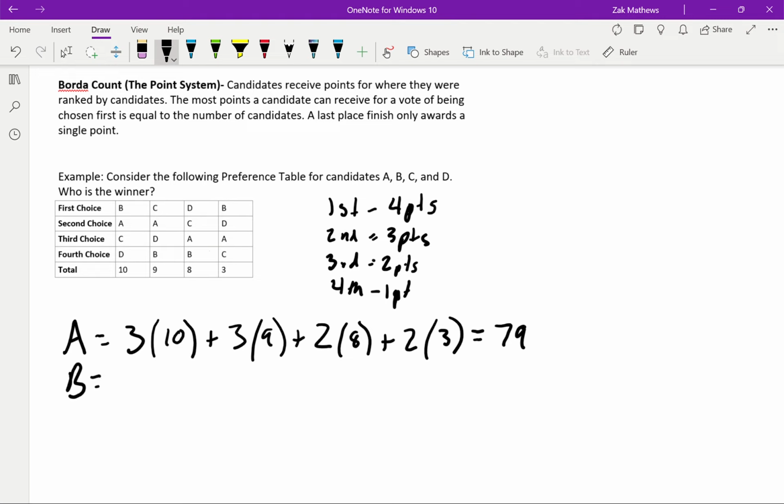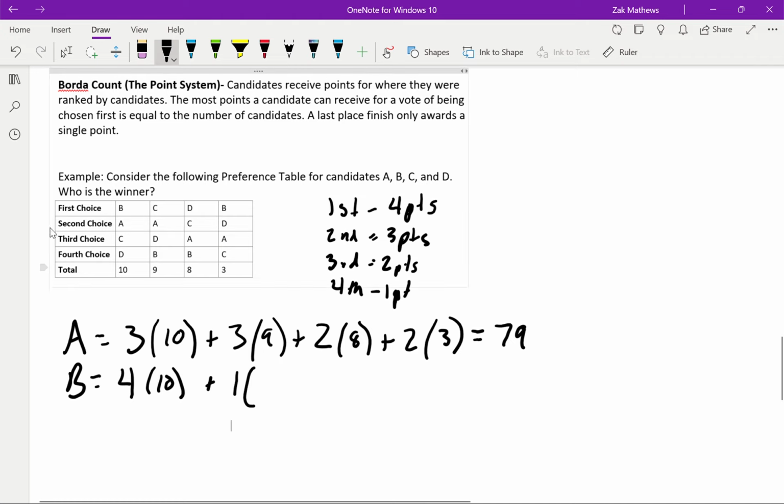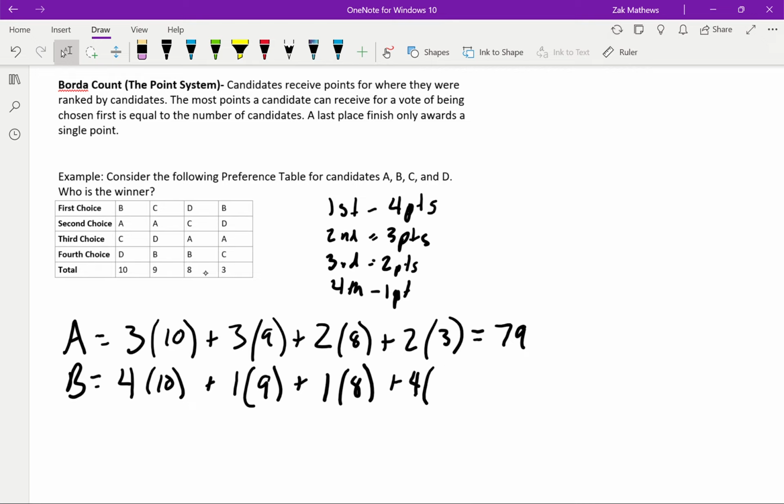I'm going to do the same thing for B. Well, in the first column, B actually won, so they get all 4 points for those 10 votes. In the second column, a last place finish only gives you 1 point for those 9 votes. Only 1 point for those 8 votes. And then again, finishing in first gives all 4 points for those last 3 votes. So if I add these together, candidate B gets 69 points.